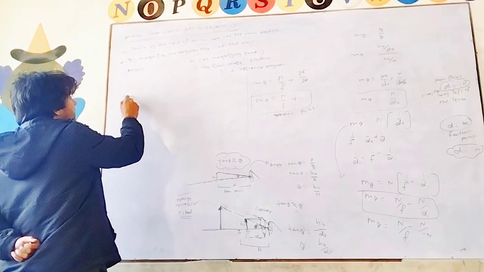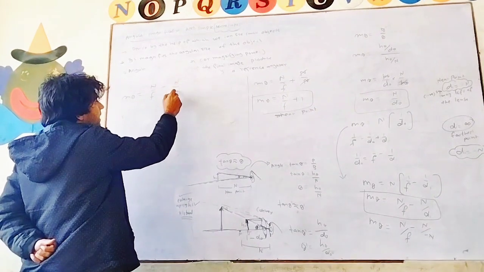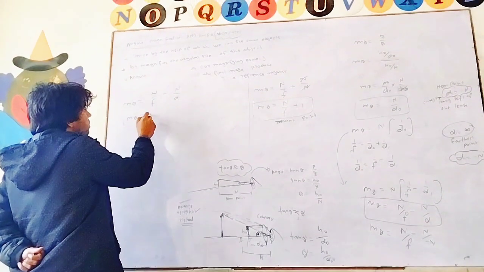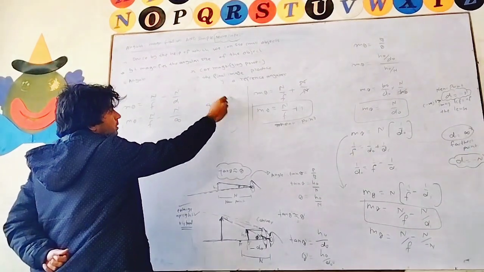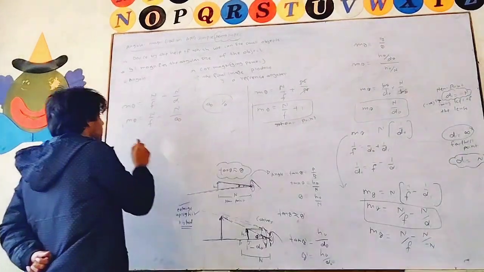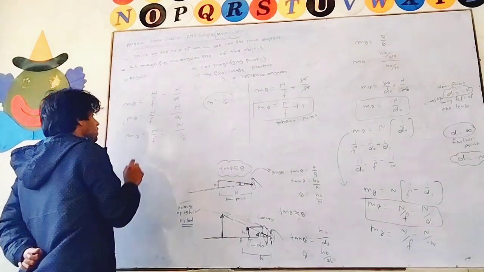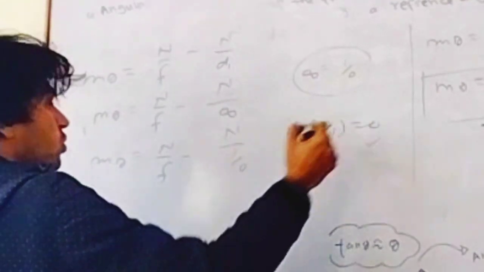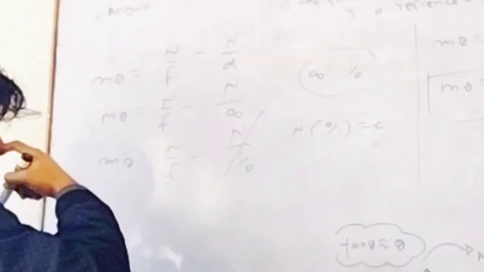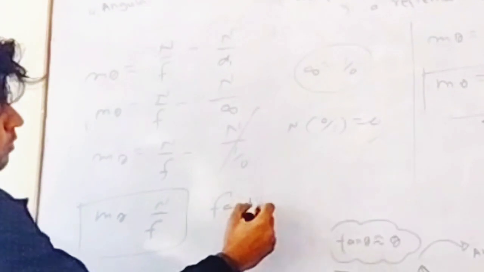The angular magnification is equal to N by f minus N by the distance of image. So the angular magnification is N by f minus N by infinity. Now m theta is equal to N by f minus N divided by infinity. According to the mathematical rule, N over infinity is 0, so the distance term is 0. Here the result is m theta equal to N by f. That is the angular magnification for the farthest point.